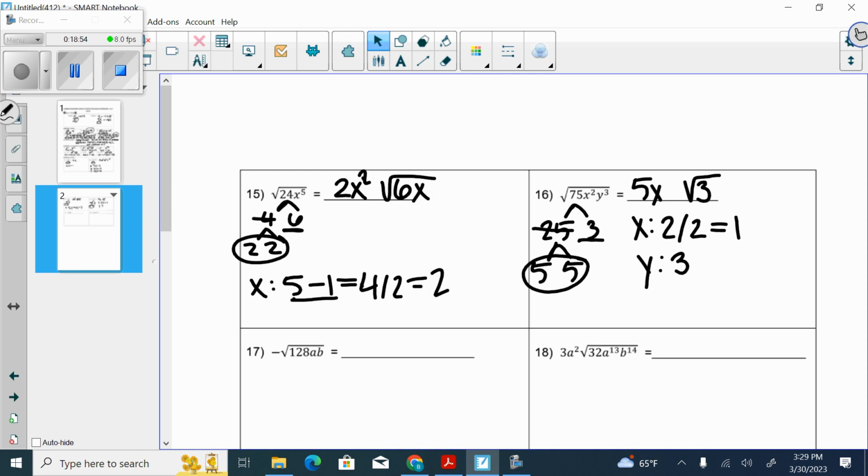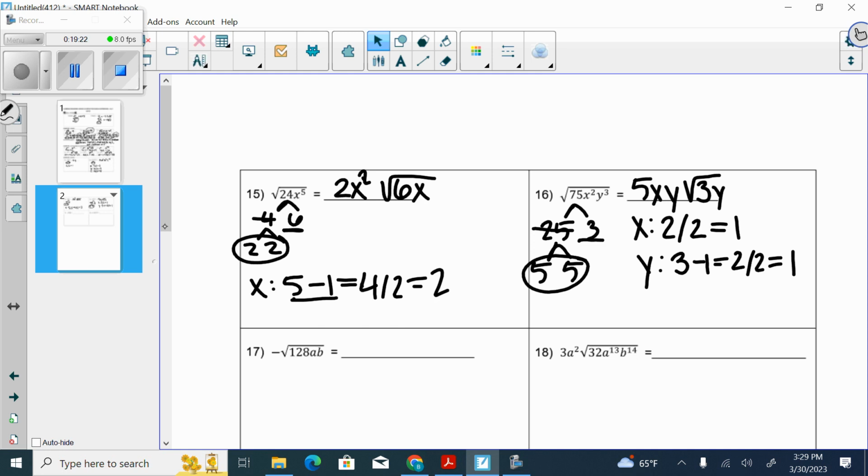Okay, so now we do y. Is 3 even or odd? Odd. So what do I do? Subtract 1, which gives me 1. So I get to bring out 1y. But because it was odd, I'm going to have 1 leftover y inside of there.